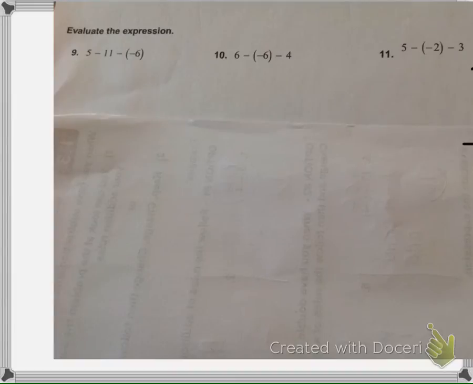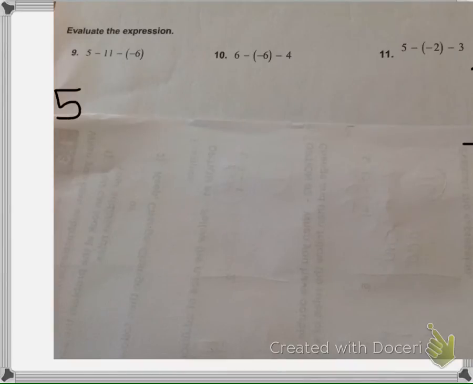Okay, now the next few, you have more than 2 integers. So this one's a little bit harder. You only have to keep change when you have the double signs. That's the best way to do it. So looking at number 9, you have double signs right here. So that's where you have to keep change.